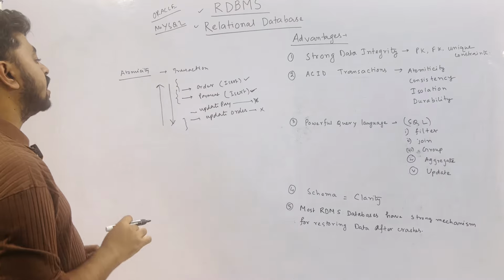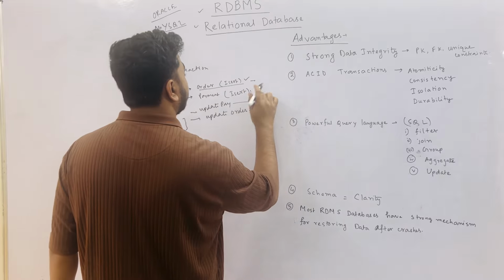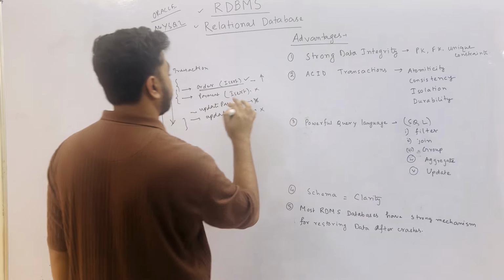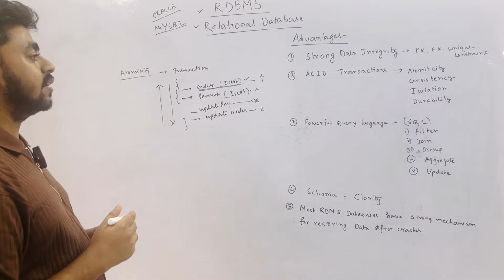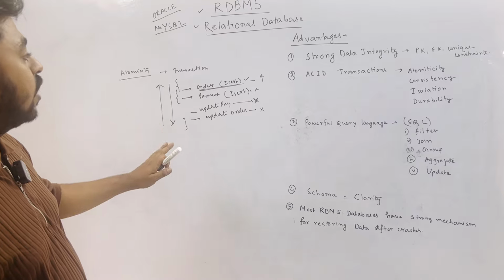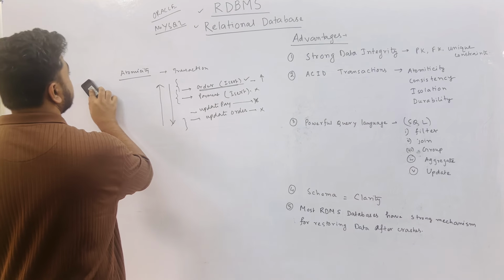So that means after the order insert is successful, if the payment insert fails, what will happen? This order insert will also get rolled back. So what exactly is a transaction? Either all of the queries under one transaction will be processed, or none of them will be processed. This is what atomicity means.